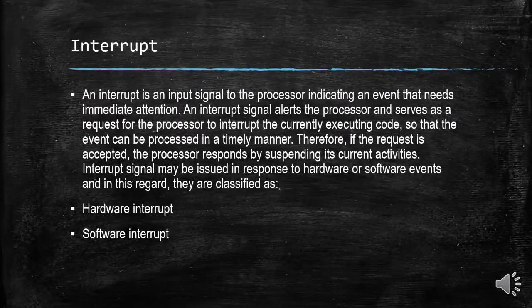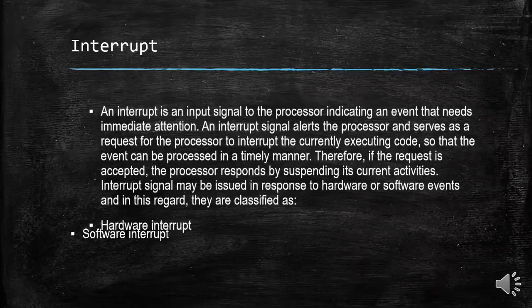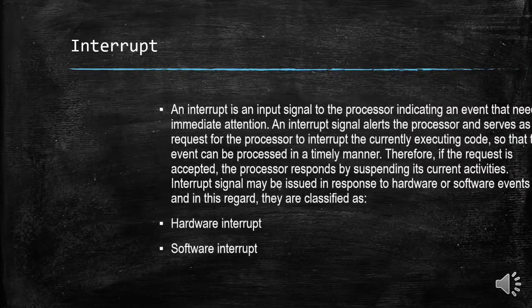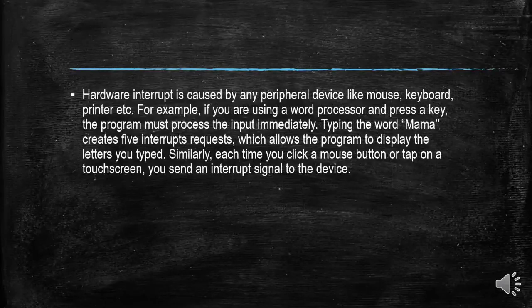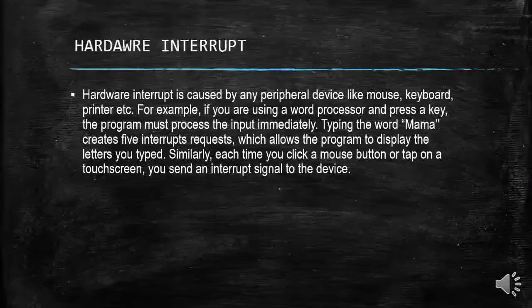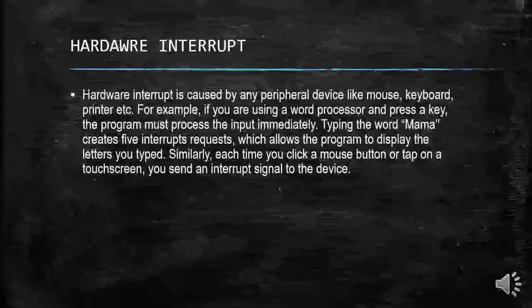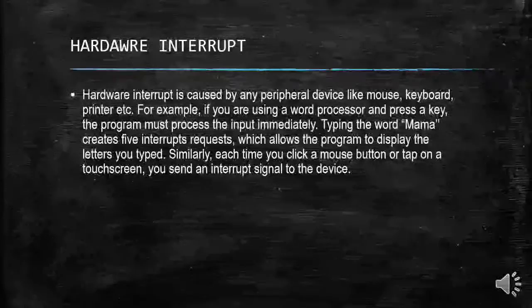Similarly, each time you click a mouse button or tap on a touch screen, you send an interrupt signal to the device. Then, software interrupt. Software interrupt means it is a type of interrupt that is caused either by a special instruction in the instruction set or by an exceptional condition in the processor itself.